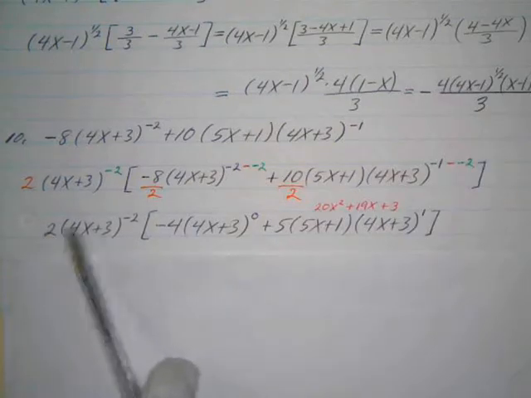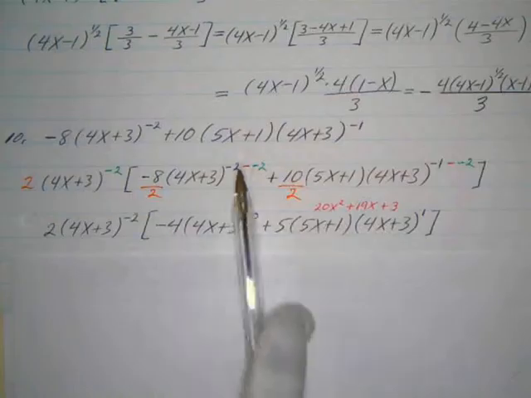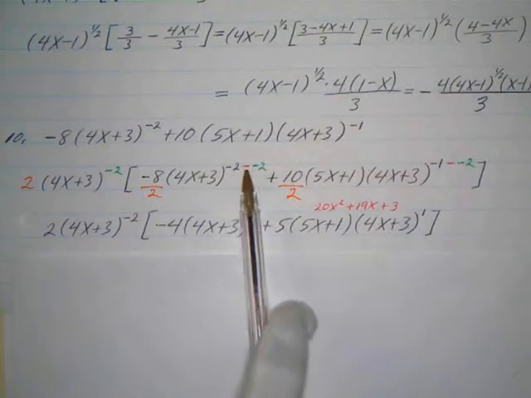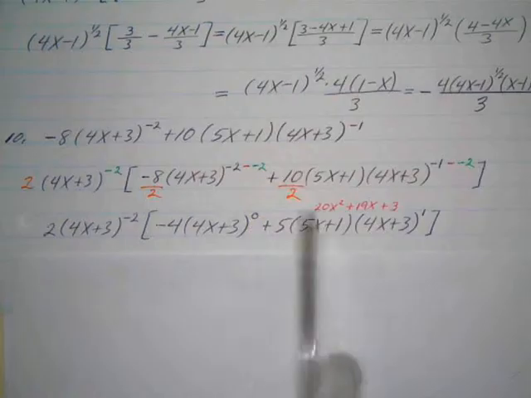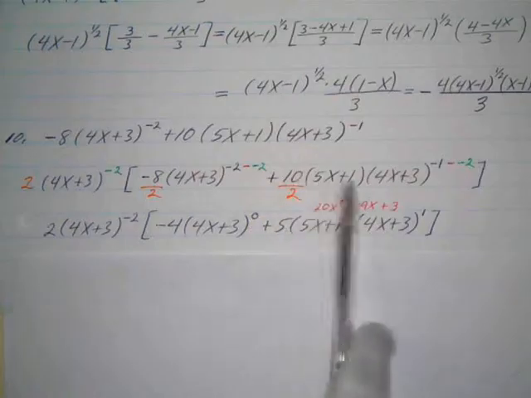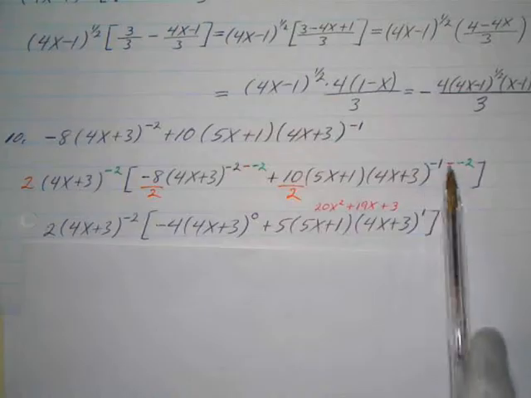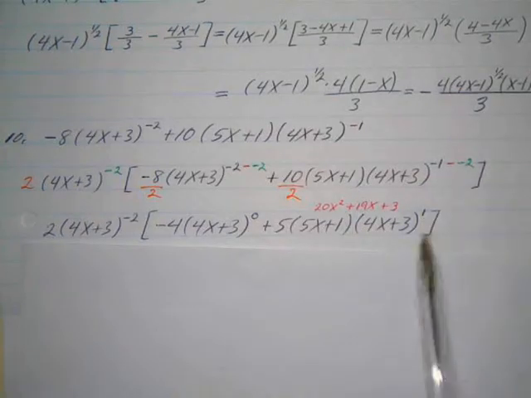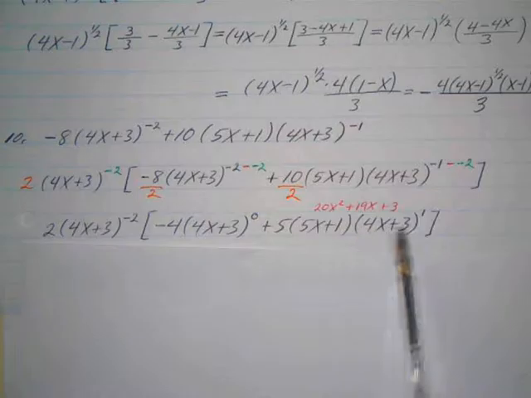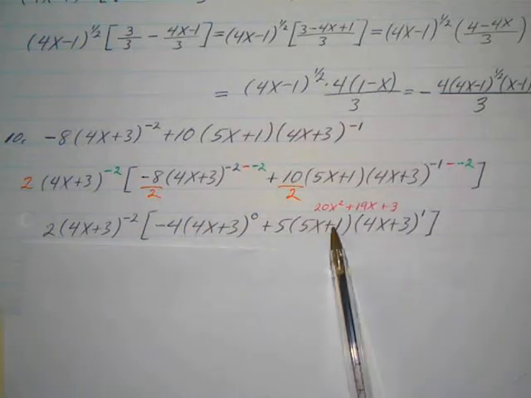So this is my 2, the same thing. And 2 goes into negative 8, negative 4 times. And negative 2, and a negative times a negative is a positive, so I got negative 2 plus 2, which is 0. 2 goes into 10 5 times. This 5x plus 1 stays put. And negative 1, and a negative times a negative is a positive 2. So 2 minus 1 is 1. Okay, so anything to the first power is just that anything. So this ends up being 4x plus 3, and this is 5x plus 1.